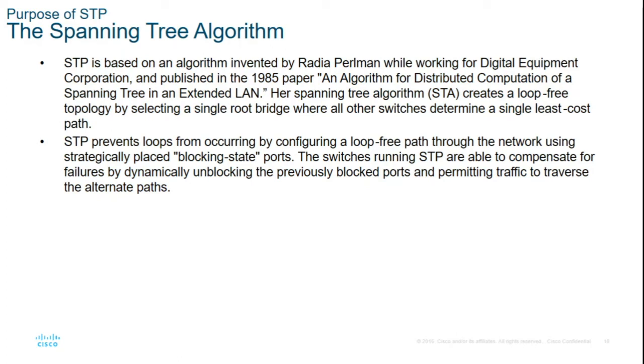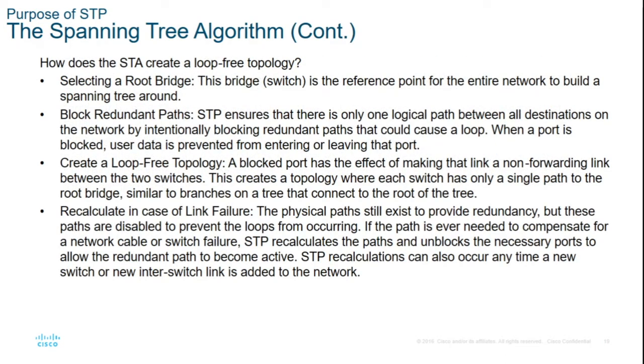By strategically placing ports in blocking state, STP can prevent loops from occurring, and STP can unblock previously blocked ports to compensate for link failures and thus provide an alternate path throughout the network. Now, how does STA, or the spanning tree algorithm, create a loop-free topology? There are four things to consider.